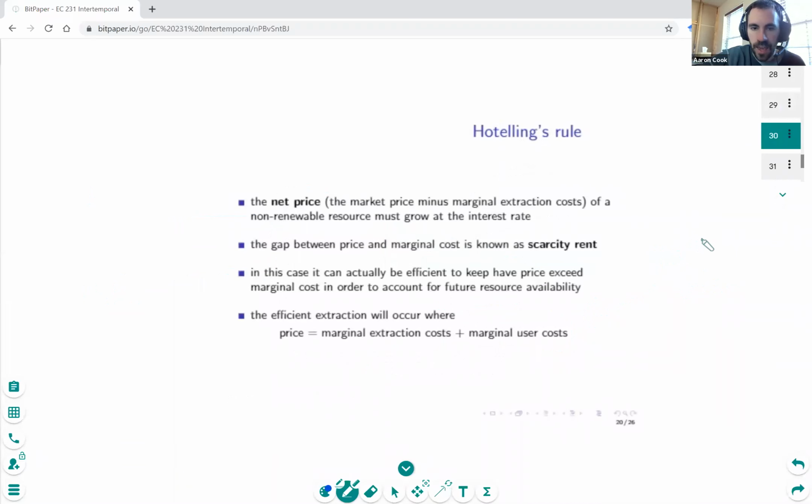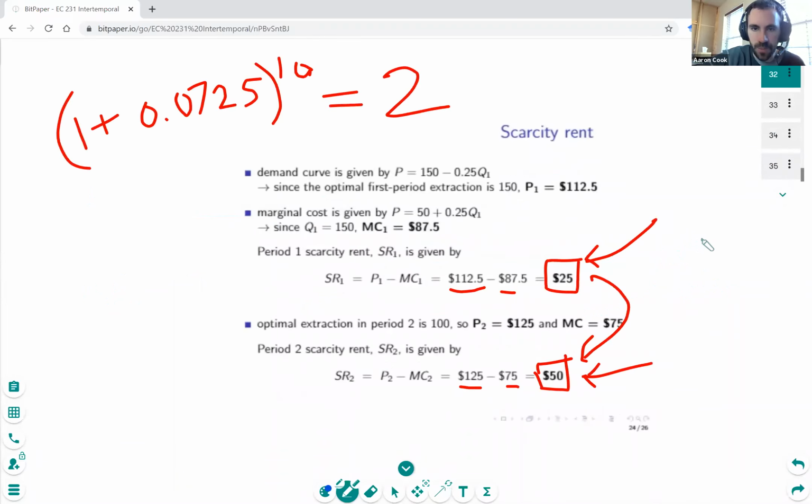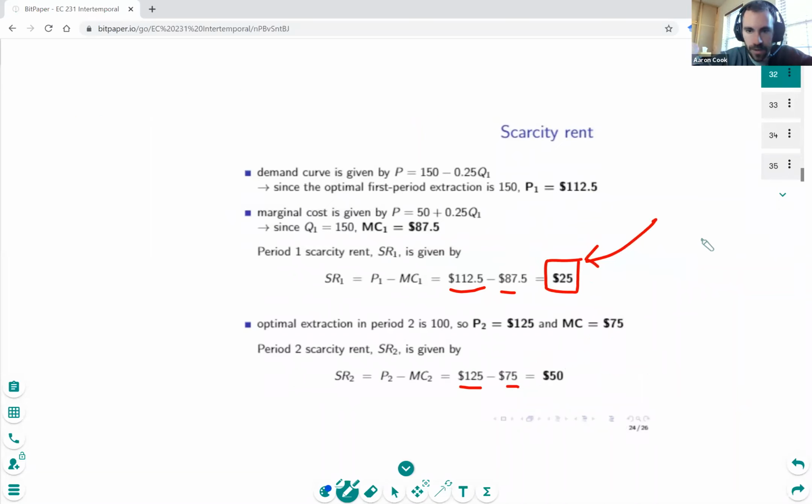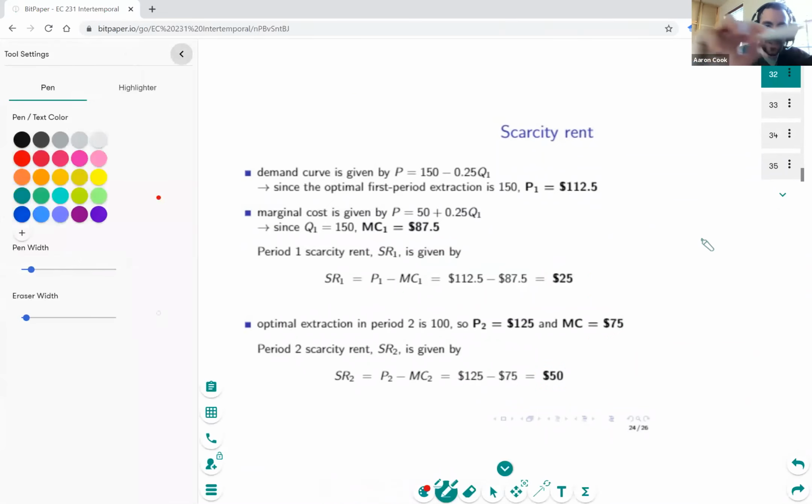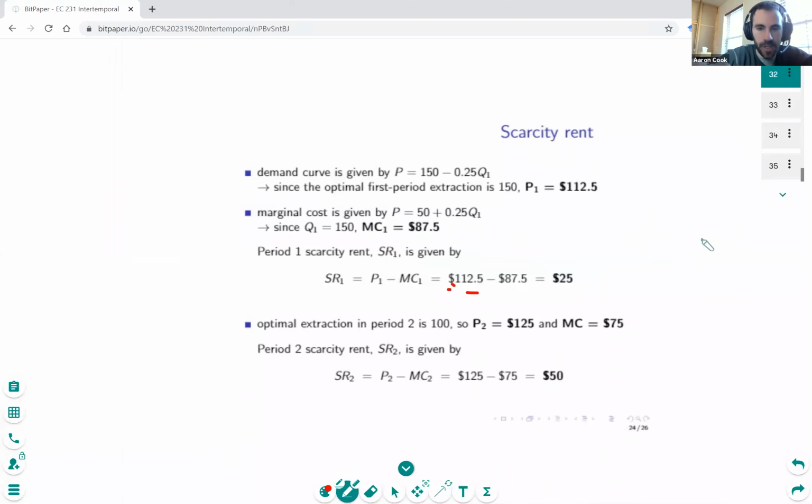Okay, and before I talk about Hotelling's rule, let me just point out that this is exactly what we had just found. Let me just go back in time here. This $25 gap is the scarcity rent that the resource owner has by selling at a price of 112.5 and only having extraction costs of 87.5. That's the price and marginal cost which lead to this scarcity rent in period one.